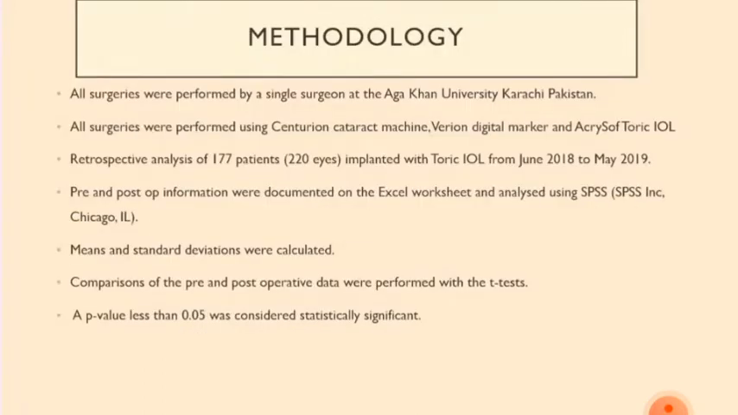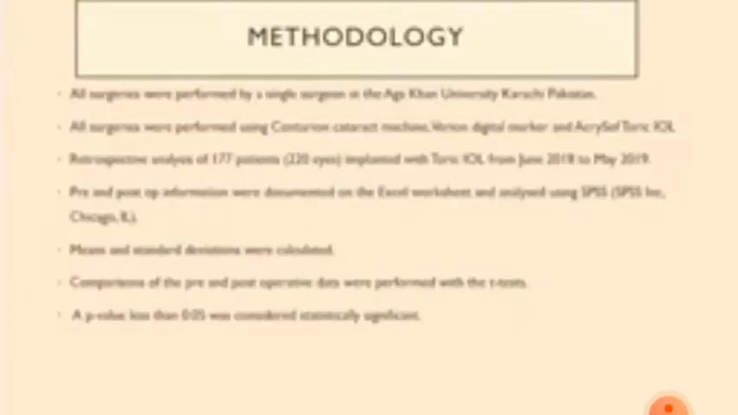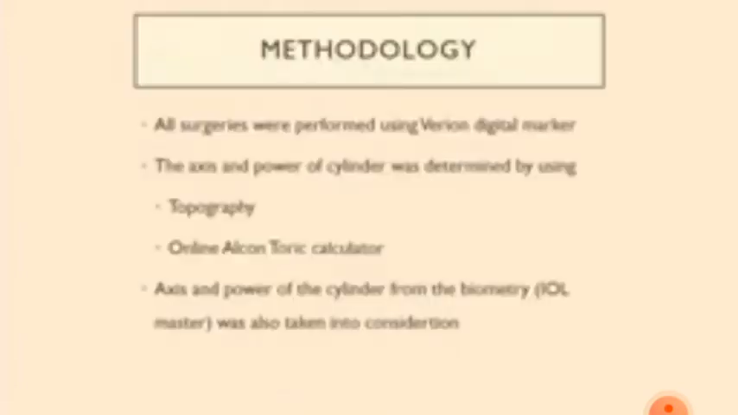So it was done at the Aga Khan University during a 1 year period from June 2018 to May 2019. We used Verion digital marker and toric IOL. The mean and the standard deviations were calculated. Comparison was made by t-test. We had a statistician who did all of that, and a p-value of less than 0.05 was considered statistically significant. So we had 240 eyes, and after exclusion criteria, we had 177 patients. All surgeries were performed using this.